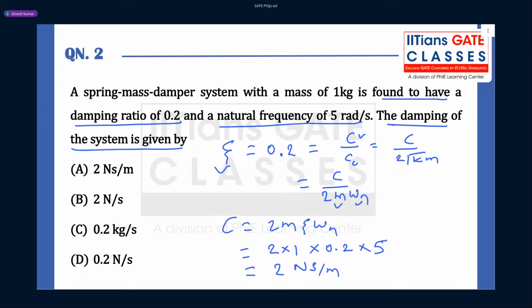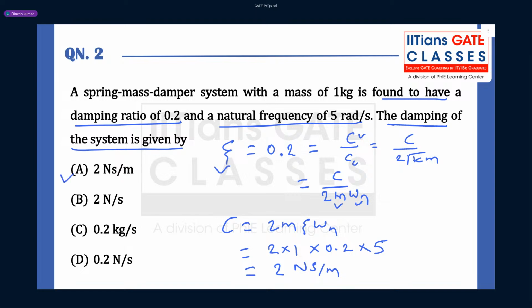Now guys, one thing you have to make sure is that the unit should be correct. There are two options where the answer is 2, A and B. Now which is correct? Is it A or B? Which is correct? Sahil, Harsha? The correct answer is A.